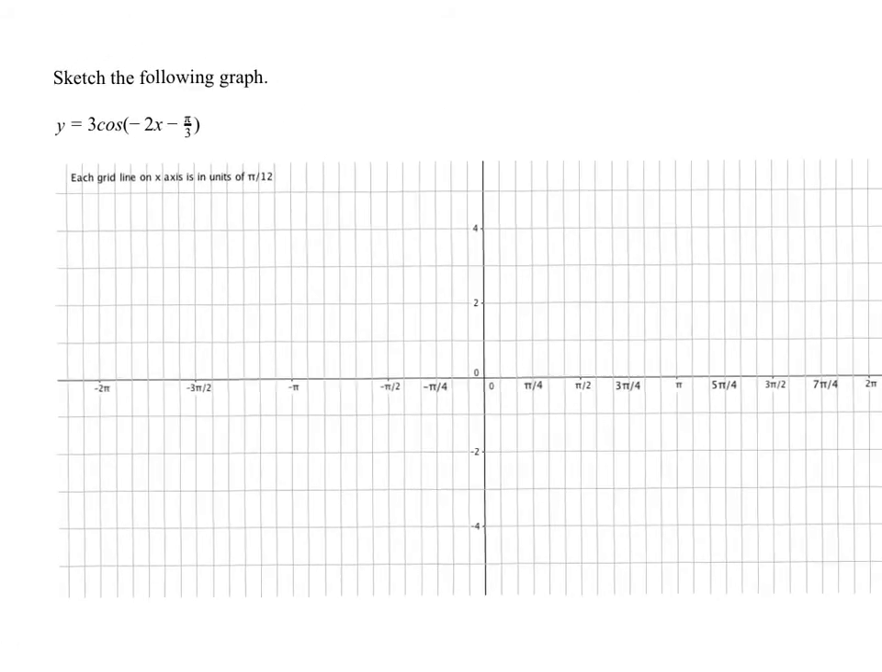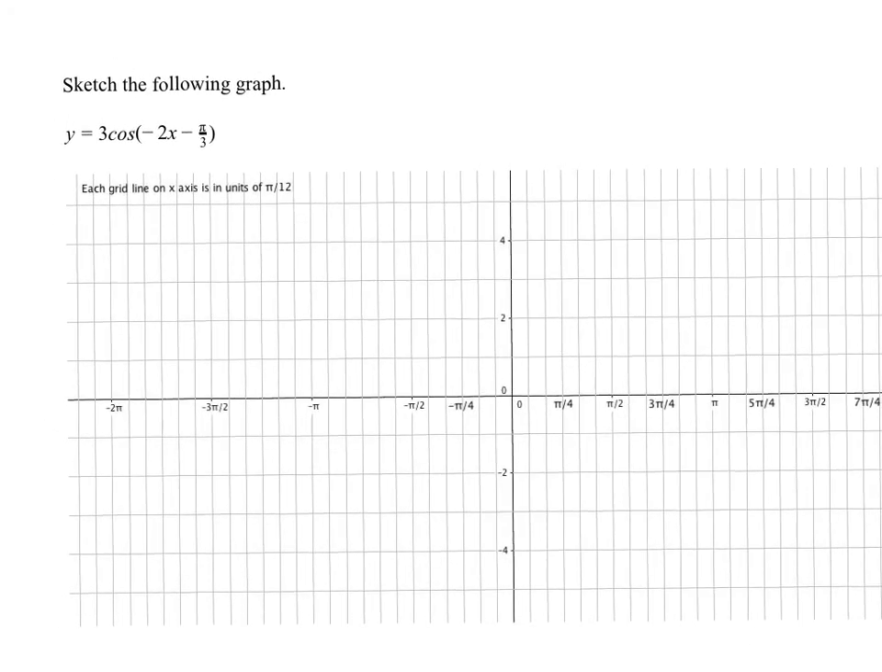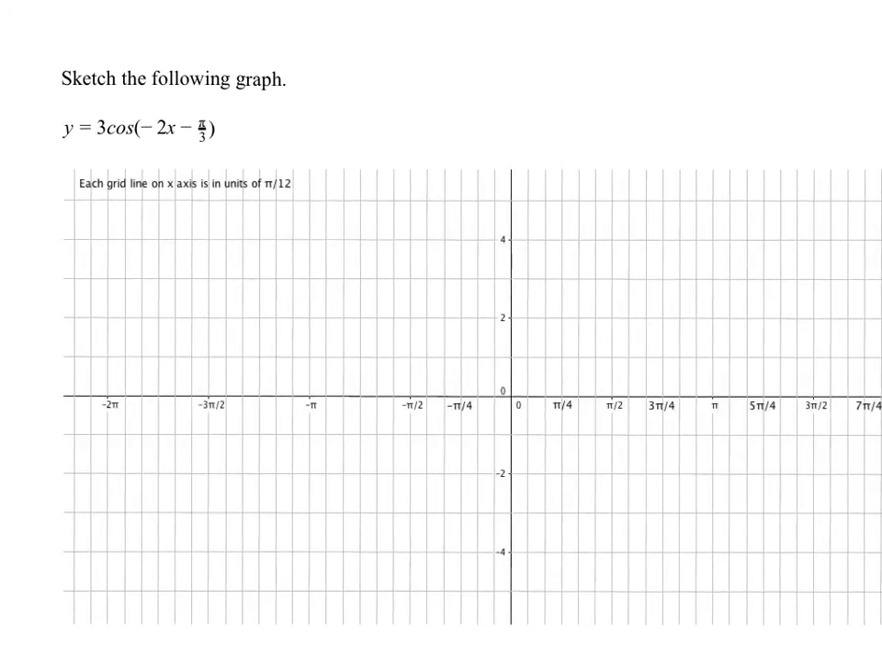One last example, we want to sketch the graph y equals 3 cosine of negative 2x minus pi over 3. So start off with the period and the phase shift. So the period is going to be 2 pi over, in this case, b is negative 2. So that's going to give us a negative pi.